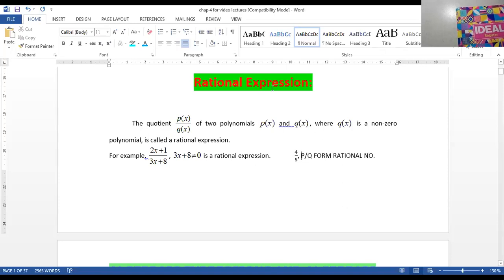Rational numbers and rational expressions are different in a way that a quotient, a fraction, is written in the form P of x over Q of x.